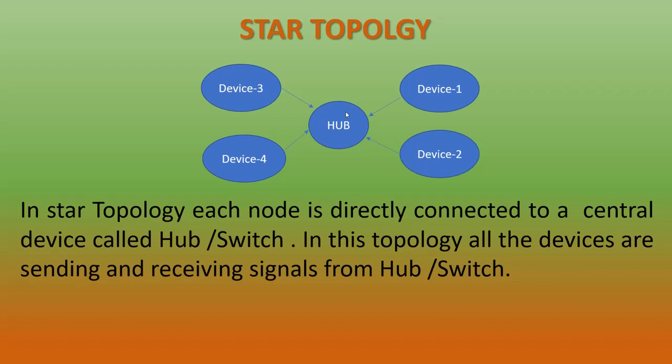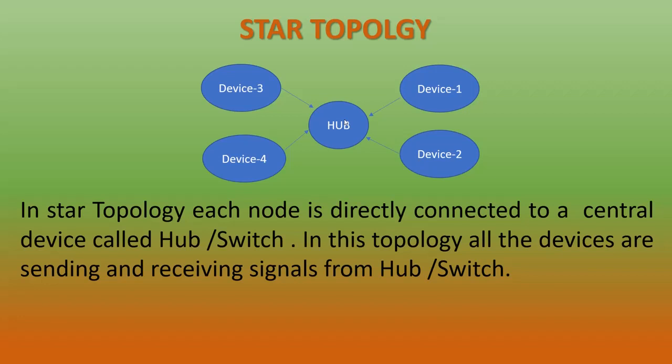Once again, I will explain. If device 2 wants to send a message to device 3, device 2 will send the message to the hub. The hub will receive the message and retransmit it to all other devices connected in the network. And each of these devices will check whether the message contains its own address. If it contains that particular device address, then it will accept that message. Otherwise, it will discard the message. That is all about your star topology. It is just like a star picture. All the devices are connected to the central device.